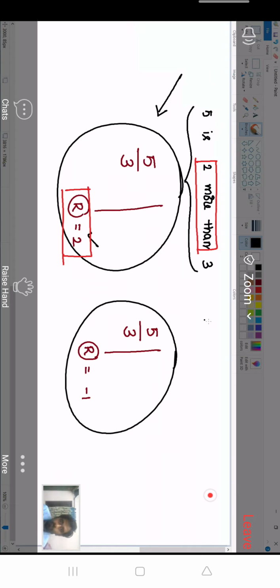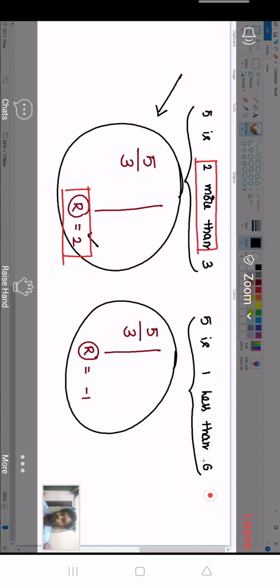So what is the other way? 5 by 3. Can I say 5 is 1 less than the actual dividend of 6? Because 3 twos are 6, and I have 5 as the value here. So I can say 5 is 1 less than 6. If my numerator is 6 by 3, I can definitely say the remainder is 0. But if it is 5 by 3, 5 is actually 1 less. So I'm taking the remainder as -1.